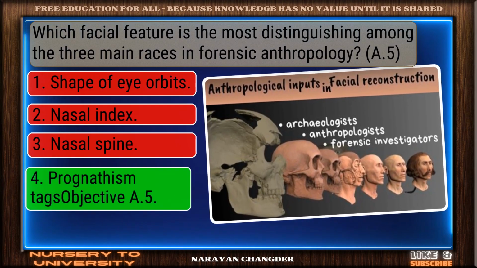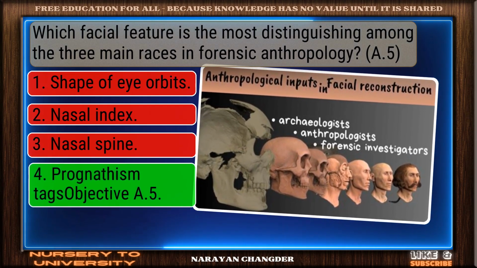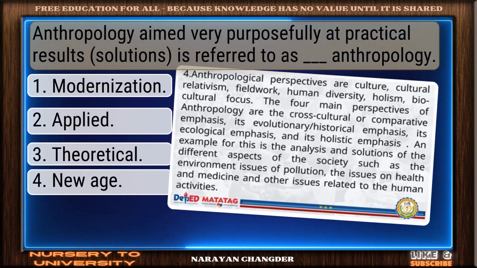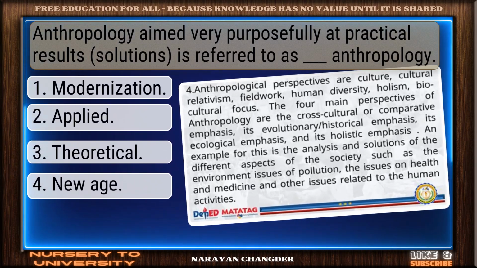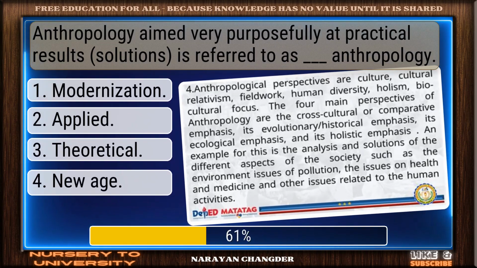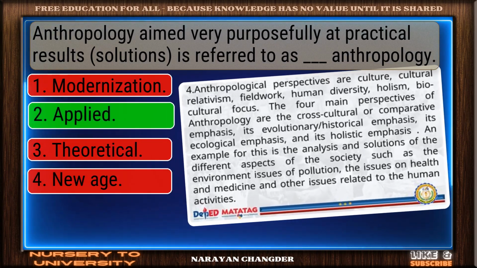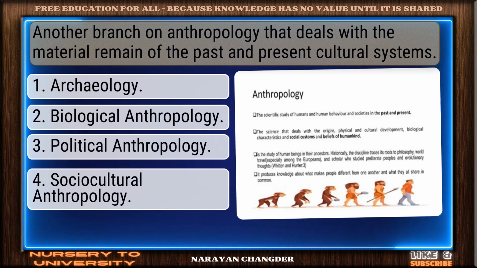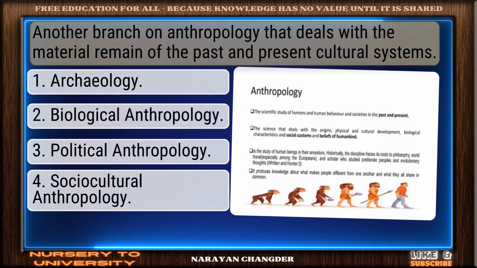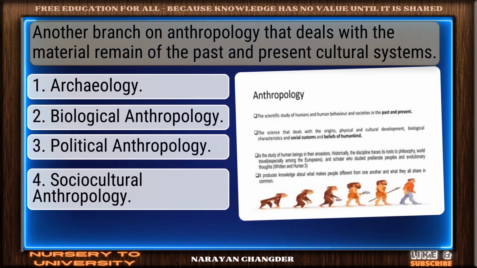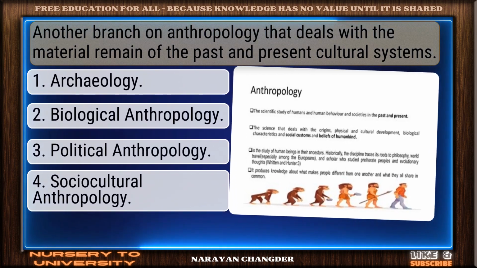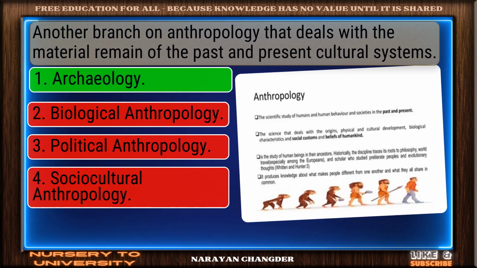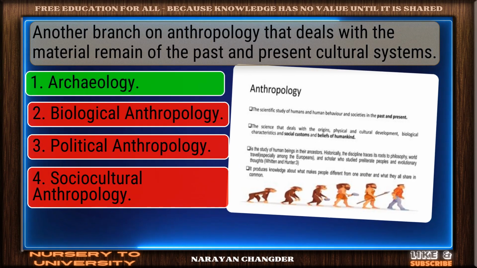Well picked. Prognathism, tax objective of 0.5, is the correct answer. Anthropology aimed very purposefully at practical results is referred to as dash anthropology. You chose applied, and it is correct. Another branch of anthropology that deals with the material remains of past and present cultural systems. Well done. Archaeology is the right choice.